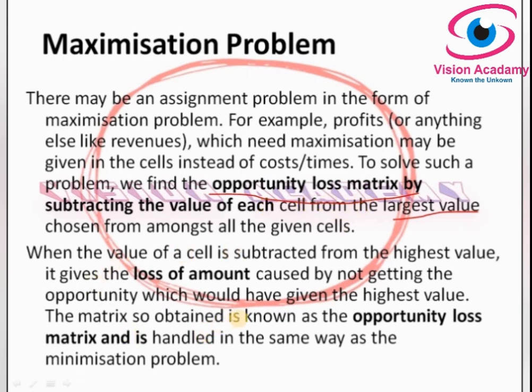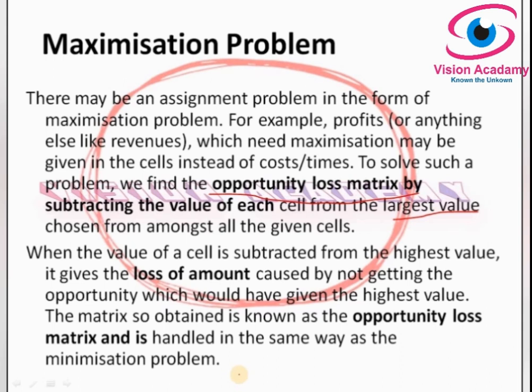First you need to prepare an opportunity loss matrix, and to prepare it, you will find the largest value in the matrix, and from that largest value you will take a difference of each cost. Then you will have an opportunity loss matrix. So it means when you subtract from the highest value, it gives the loss amount, whether it is profit or revenue. Based on that concept, we will solve this problem.